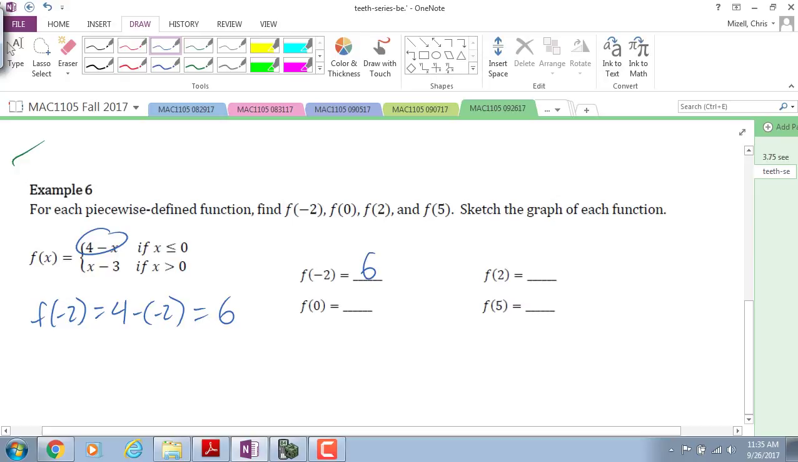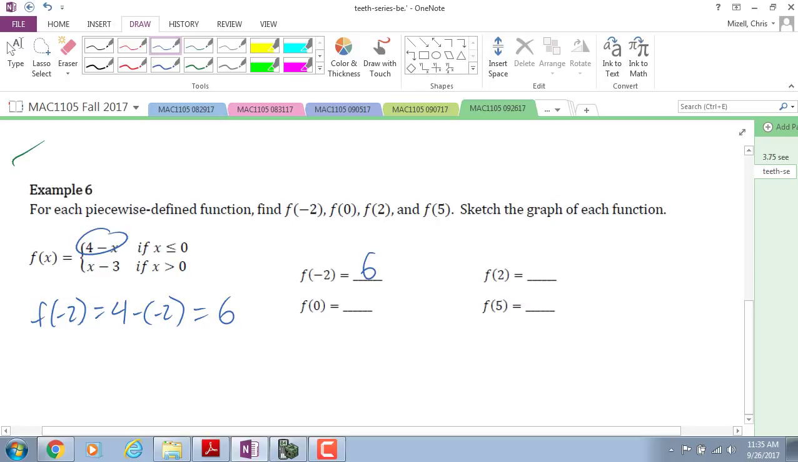We only use the top expression. It's a piecewise function defined in two pieces, and if I put this problem on the test, don't give me two different answers. Don't say it's 6, or maybe it's -5, which you could get, I guess, by using that second expression. It's just 6. The fact that -2 is less than or equal to 0 tells us to only use the top expression.